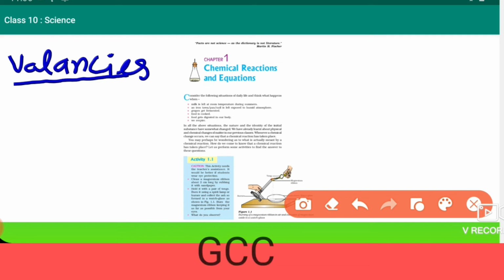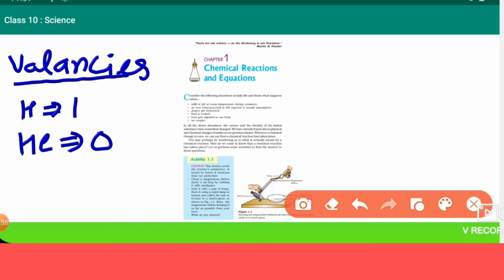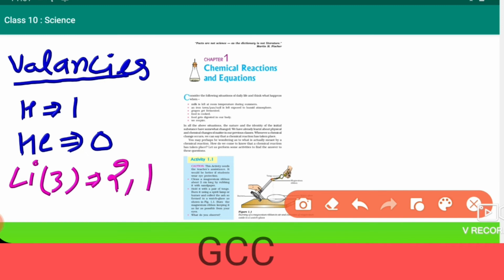Maybe all of you have done a little bit of this in the 9th class also. Suppose hydrogen valence is 1, helium is 0. Why is helium 0? Because it is one of the noble gases. Clear? Same way, suppose I am writing lithium, atomic number is 3, so its configuration will be 2, 1, so its valency will be 1.